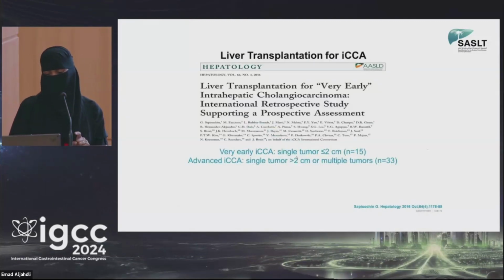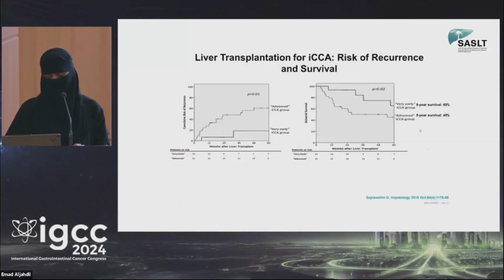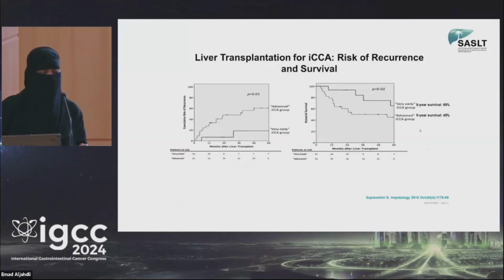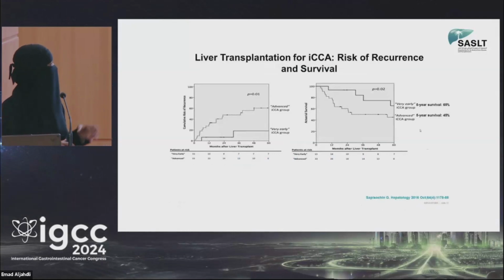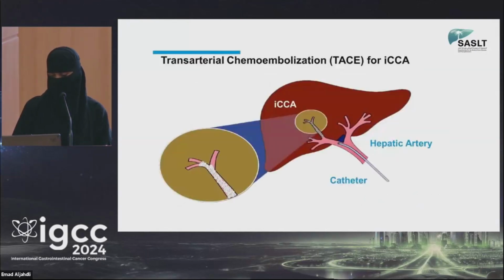This trial was conducted on patients with intrahepatic cholangiocarcinoma, and they included both patients with early and patients with advanced cholangiocarcinoma. They showed that patients with early cholangiocarcinoma do better in the long run, with a promising 5-year survival of more than 60%. However, patients with advanced tumor don't do as well. They have about 45% 5-year survival.